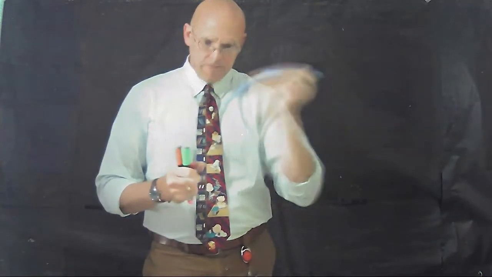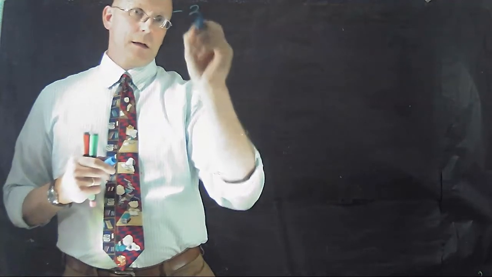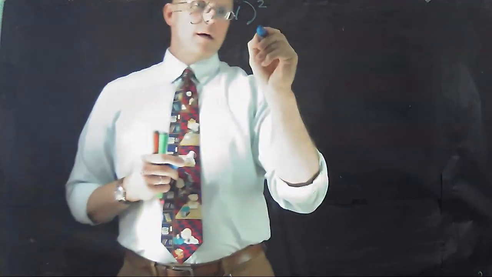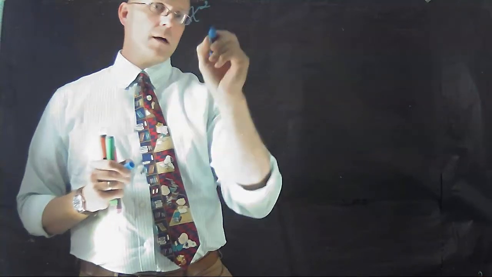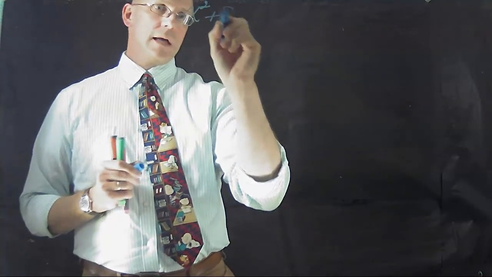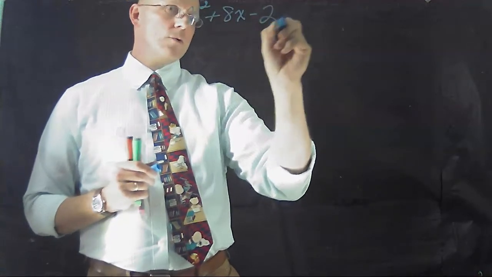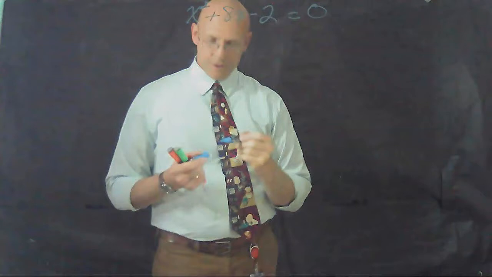So, here we go. Let's do another one of these. All right. So let's say I gave us this. Actually, I don't want that. Whoop. Back up. I want to give you x squared plus 8x minus 2 equals 0. I want to solve this.